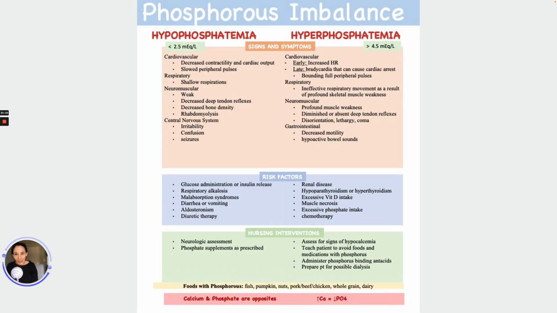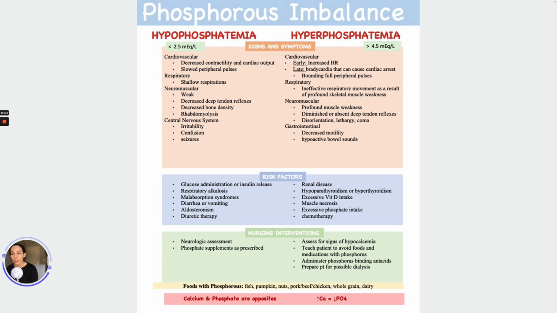All right, and last one, phosphorus imbalance. So we have hypophosphatemia and hyperphosphatemia. Hypophosphatemia is anything less than 2.5. Cardiovascularly, we're going to see decreased contractility and cardiac output, and slow peripheral pulses. We may see shallow respirations. These patients may be weak, have decreased deep tendon reflexes, decreased bone density, and rhabdomyolysis. We may see irritability, confusion, and seizures.